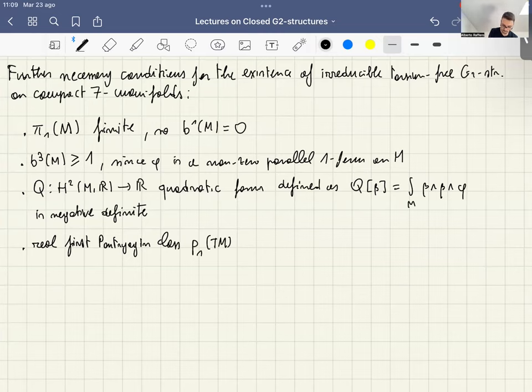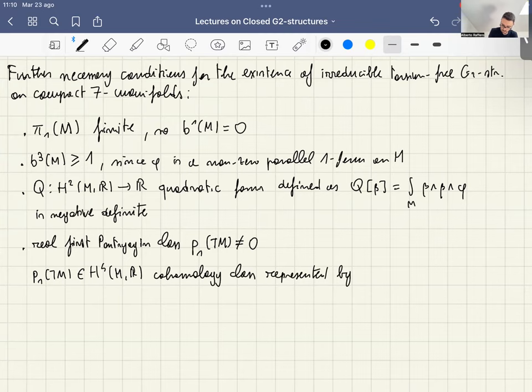Has to be different from zero. And this follows from the fact that this class, which belongs to H4 and R, is a cohomology class represented by 1/8 pi² trace of the wedge product of the curvature tensor wedge itself.